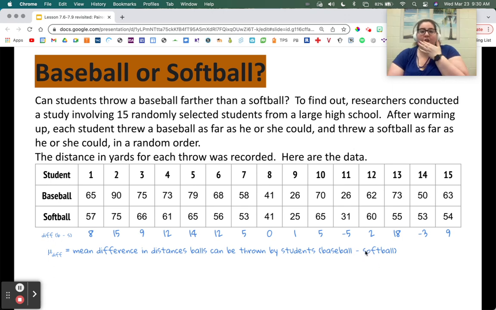That just makes sure that you know it for when we write our conclusion, and also that whoever's grading your question knows which way you subtracted. So that would be my parameter, the mean difference in distances balls can be thrown by students, baseball minus softball.